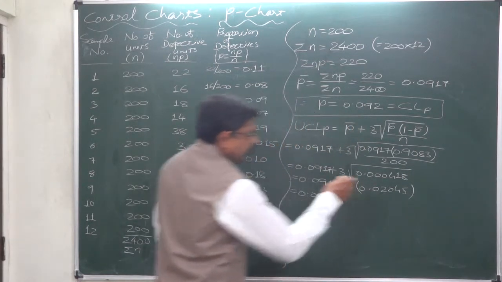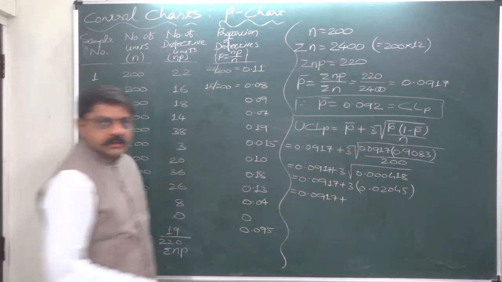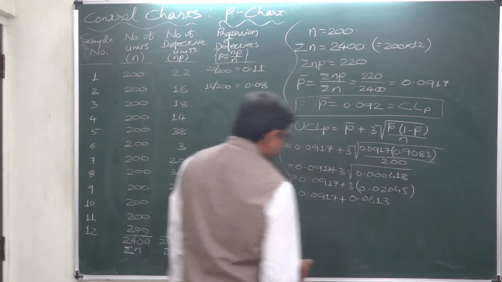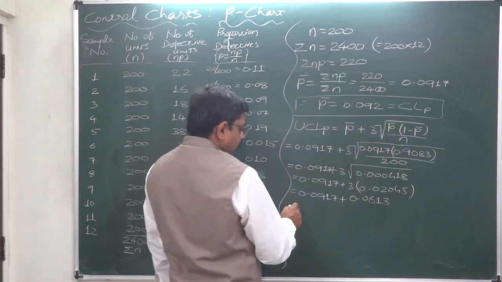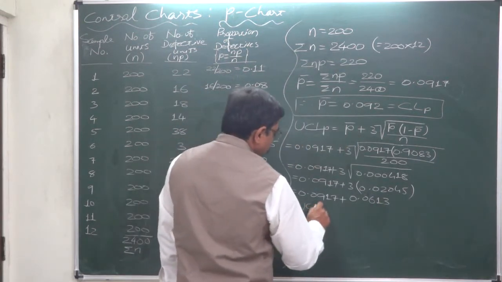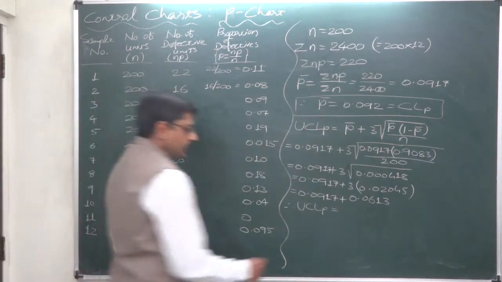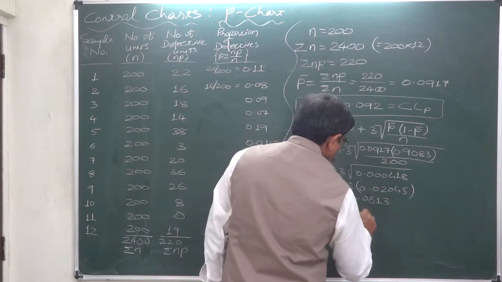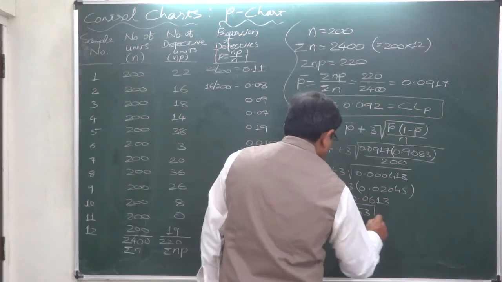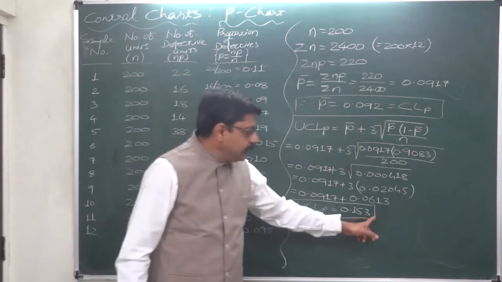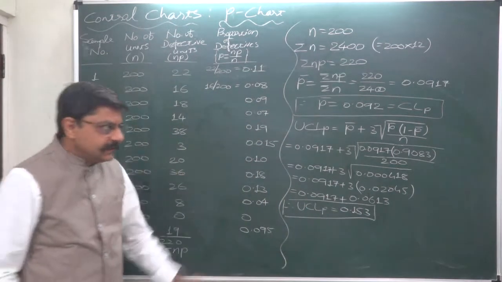0.0917 plus 3 into that is 0.0613. Rounded off figures are there, and therefore the upper control limit of this P chart comes to 0.1530. Yes, here also we have 3 decimal places because the third will be placed on the millimeter line.